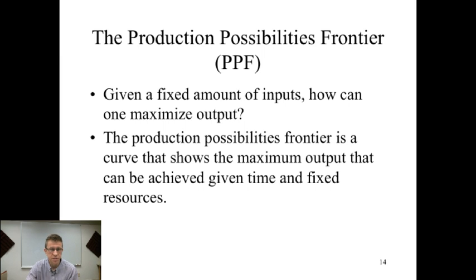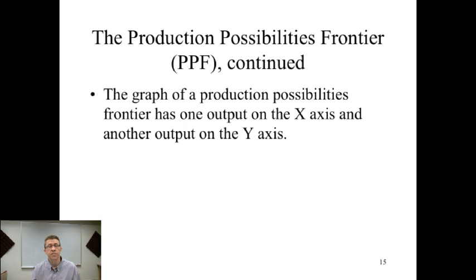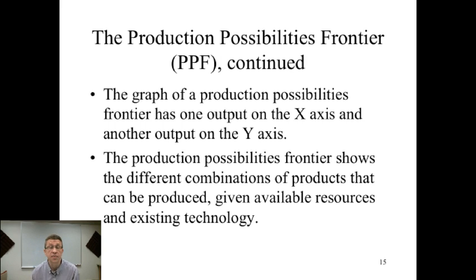So the production possibilities frontier, the PPF, will be a graph. This will be the first time we are graphing. For this particular graph, it's going to have one output on the x-axis and another output on the y-axis. The production possibilities frontier shows the different combinations of products that can be produced given available resources and existing technology. And when we start up part 3 of the opportunity cost PPF lecture, we will begin by graphing what a production possibilities frontier might look like, and then going through some specific examples of what production possibilities frontiers would look like.